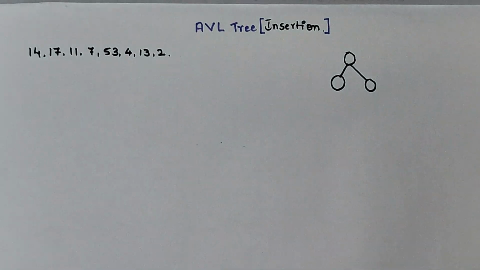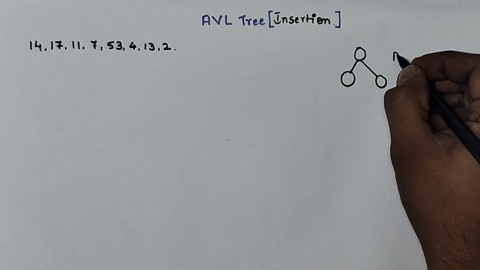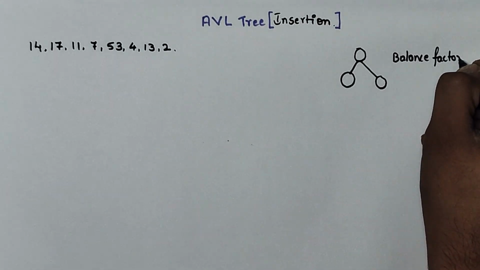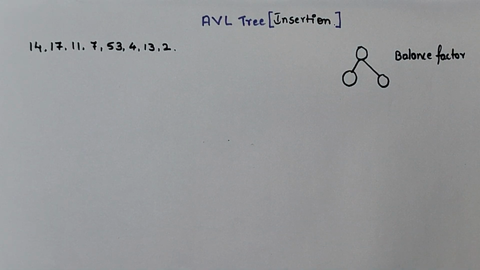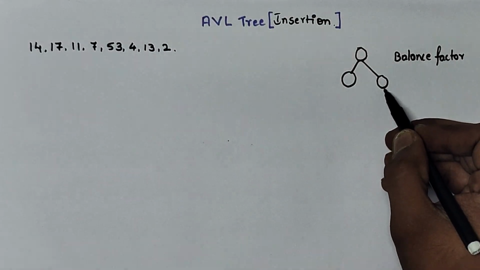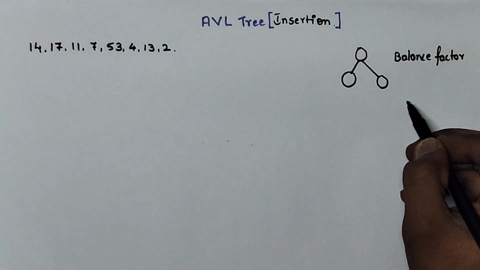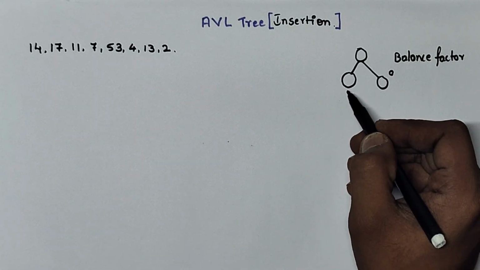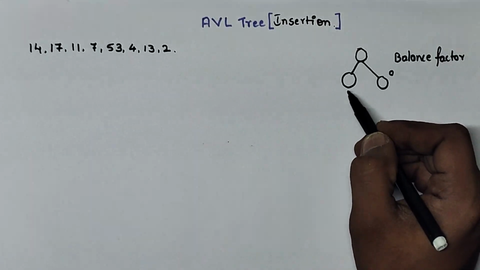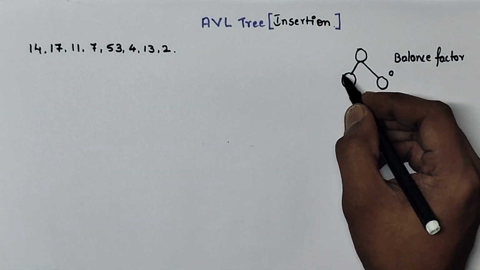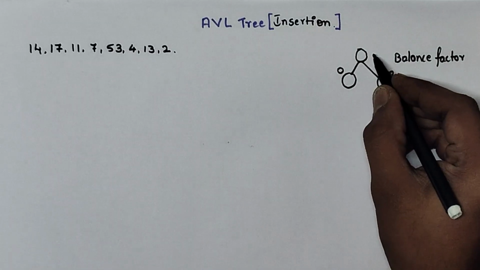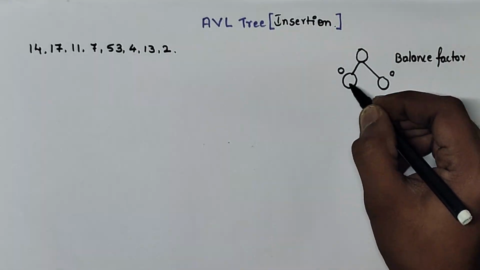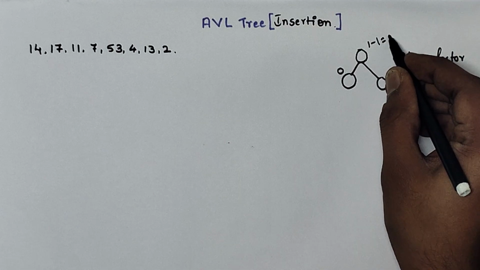Now if you see the possible number of balance factors, how to find the balance factor? It means the number of children on the left side minus the right side. Here for this node there is no child on the left side or the right side, so 0 minus 0 will be 0 itself. Here for this also there is no child, and for this node also there is no child, so you can conclude 0 minus 0 will be 0. Here for this node, on the left side one child is there, on the right side another child is there. So 1 minus 1 will be 0.